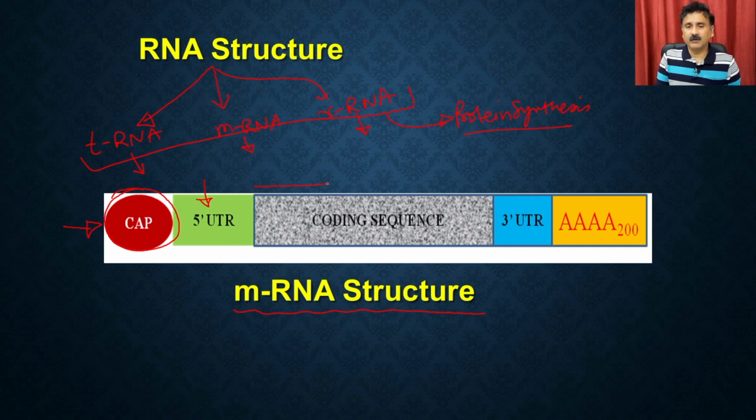And then you are going to have the coding sequence. This is a sequence which is complementary to the DNA sequence. So this is the sequence which is synthesized from the DNA. And then you are going to have the 3' UTR, and after that you are going to have the poly A tail. So this is the typical structure of the messenger RNA, and since it has this kind of structure, it can be helpful in terms of the isolation of the messenger RNA from the cell.